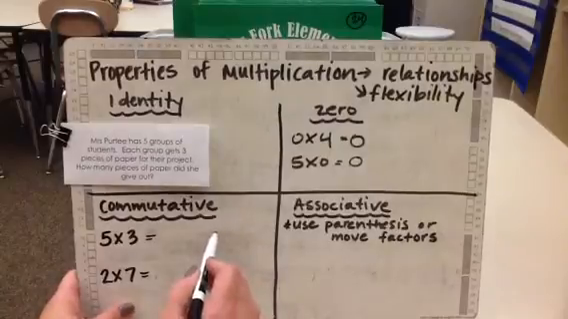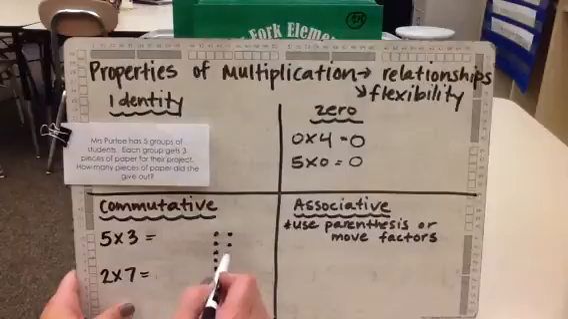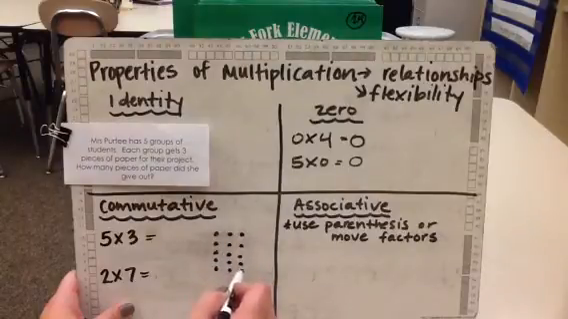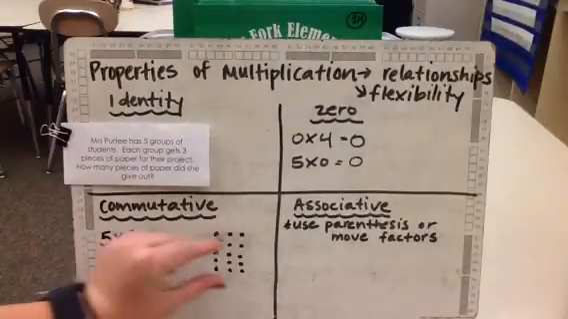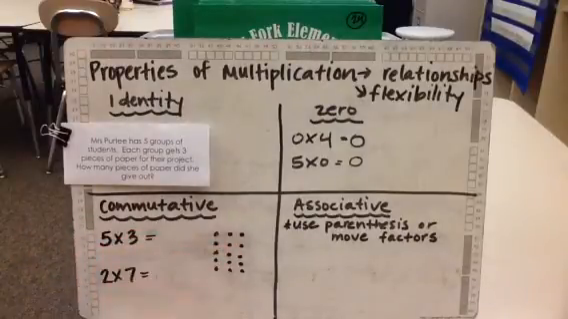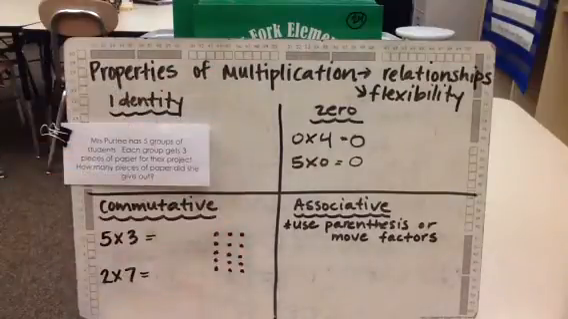So here I'm going to make 5 groups of 3. So I have 5 groups of 3 here. And now I'm going to see, I can look at it this way and see 5 groups of 3, many groups that are small, or I can look at it this way and see 3 groups of 5. So I have 3 groups of 5 going down or 5 groups of 3 going across. It's still the same number of dots.